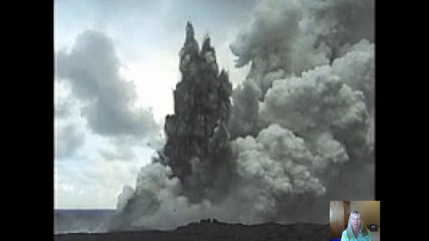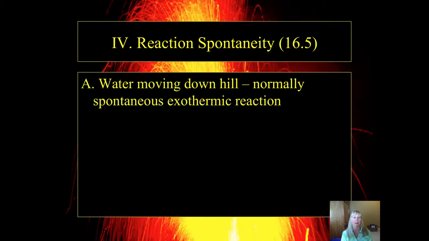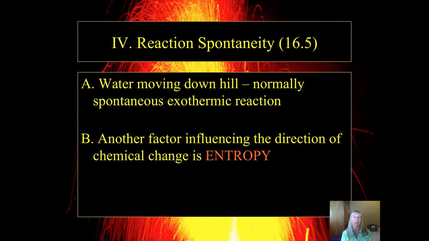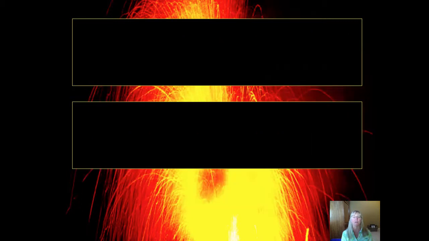You don't come home from school to find suddenly that all of your clothes are off the floor and hung up in the closet, assuming you have no maid or mother unit that does that for you. Things in the universe get messy, and that messiness is called entropy. Be careful with the spelling. Entropy is different than heat content, which we've been studying, enthalpy, and it can influence the direction of a chemical change.